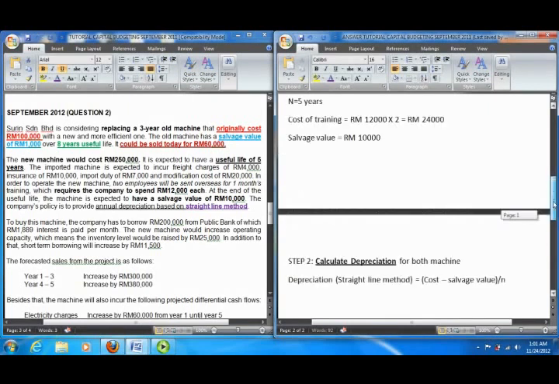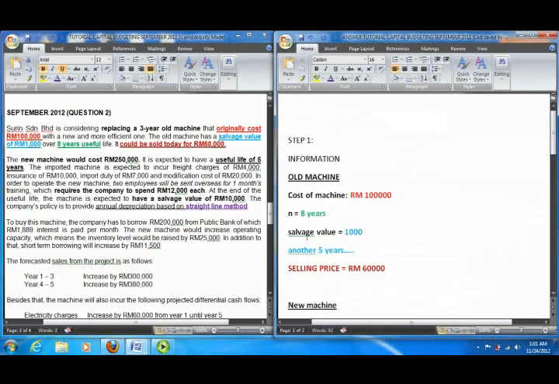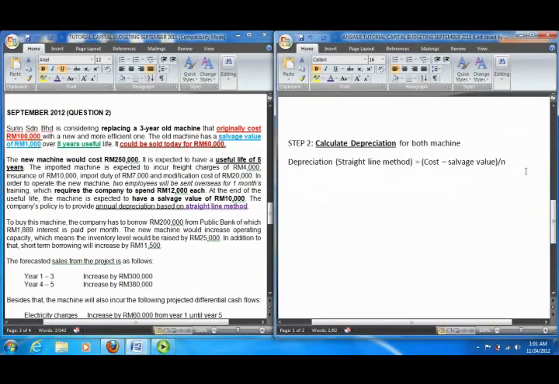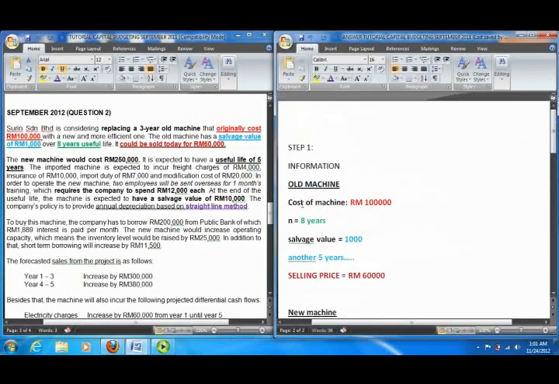Yes, because as you can see in your step 1, you got your cost. Okay, now you can get your salvage value and your n. So from the information, it's easy for you to substitute the information into the formula. Alright, first you need to calculate depreciation for your old machine, using the straight line method formula. Okay, go to step 1, old machine.